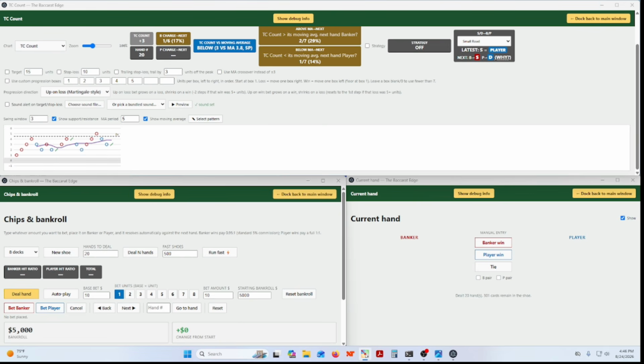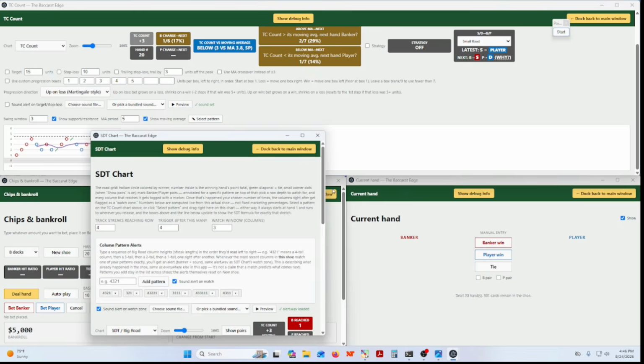Let's go back to the regular chart for a second. This chart right here, and I guess I'm going to have to bring this SDT chart over just to get my point across. Let me bring it over for a second.